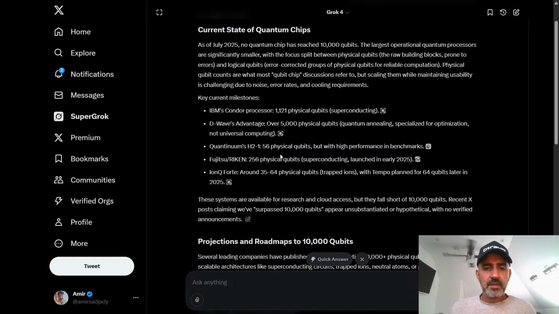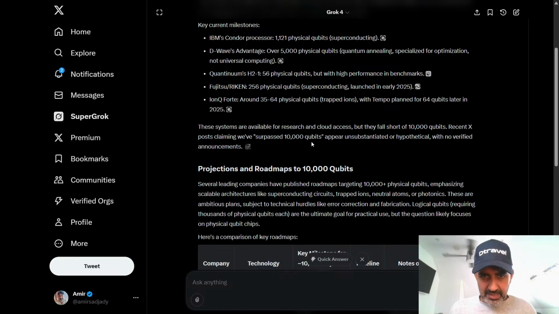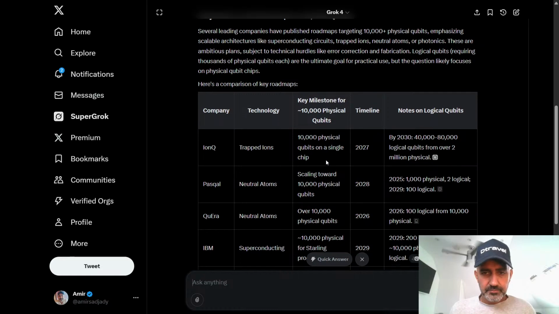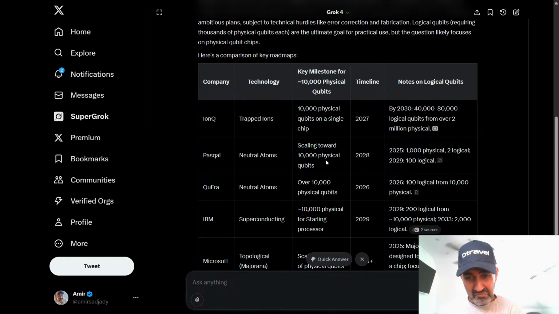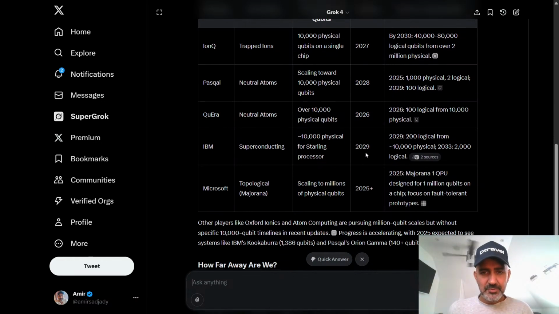Okay, so that gives you some options. These systems are available. So IonQ, their timeline is 2027 on a single chip. Look, 10,000 physical qubits on a single chip. Pascal by 2028. QuEra, 10,000 physical qubits by 2026. And IBM 2029. So IBM's really on it, huh?